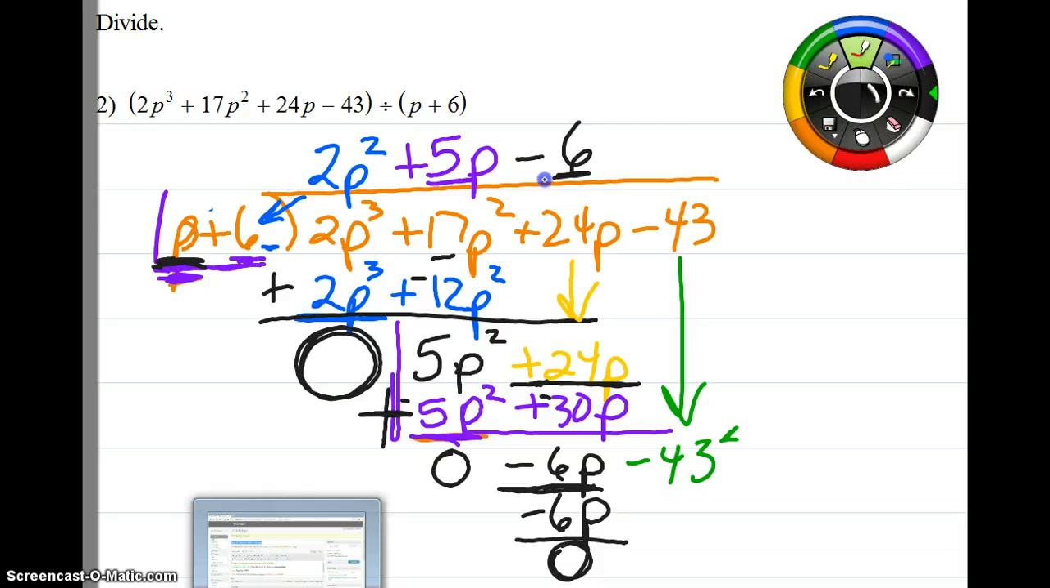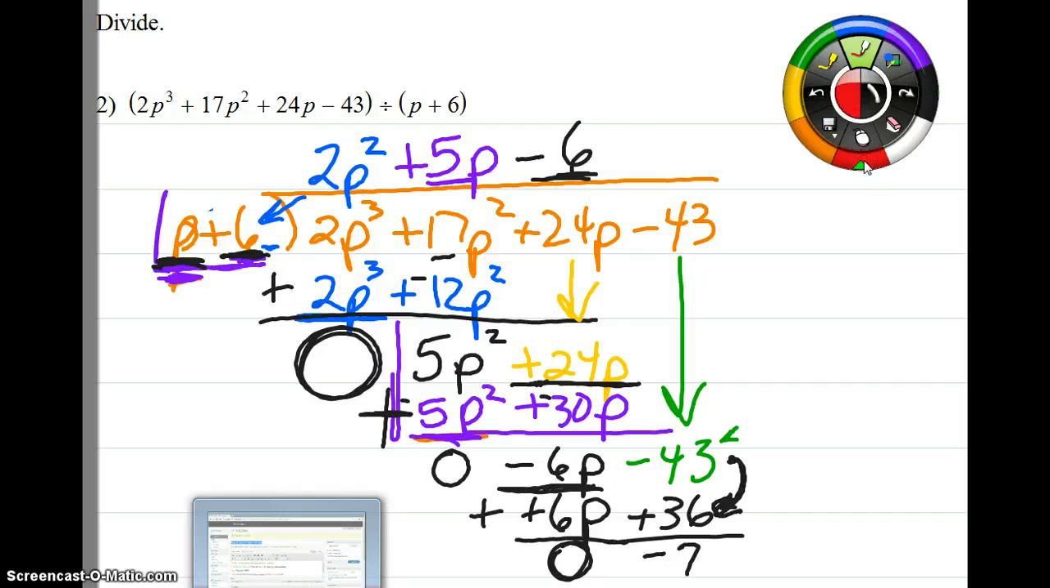Oh, but wait, we've got negative 6, and we've got to multiply that by the positive 6, which is a negative 36. Remember, we're subtracting here, so 43 minus a minus 36 is going to be a negative 7. How do you see that? Change these to plus negative. Now you can see 43 is more negative than 36, so you end up with a minus 7.